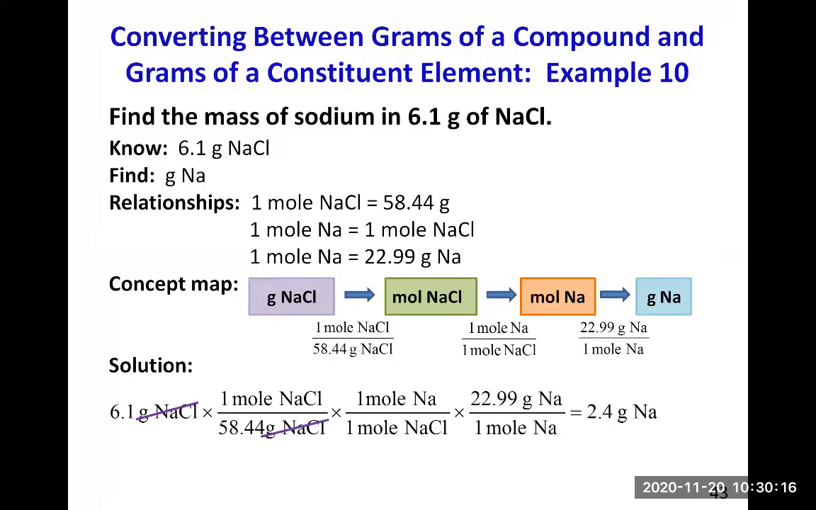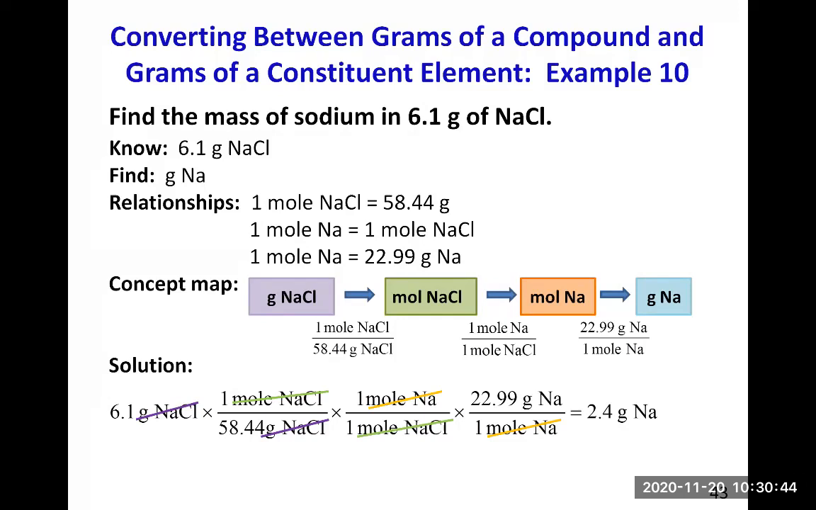Next, we need to cancel moles of NaCl. So we have 1 mole of NaCl on the bottom and 1 mole of Na only, on top. This way we cancel moles of NaCl. And next, we need to change those moles of Na that we have now into grams of Na using the molar mass of Na. And so you have the grams on top and the mole on the bottom so that you can cancel moles of Na.